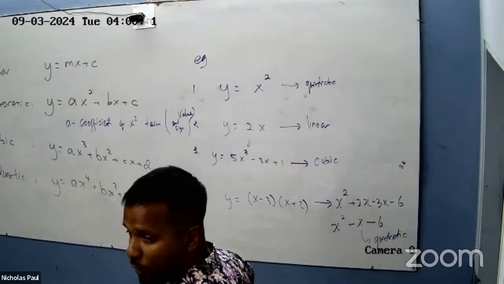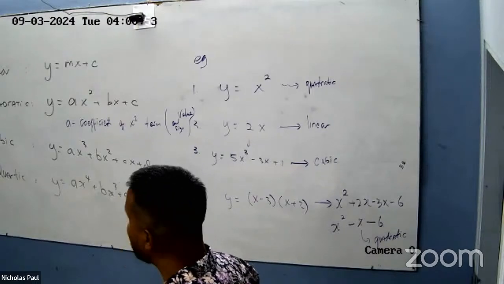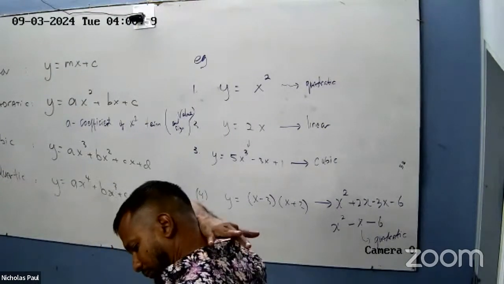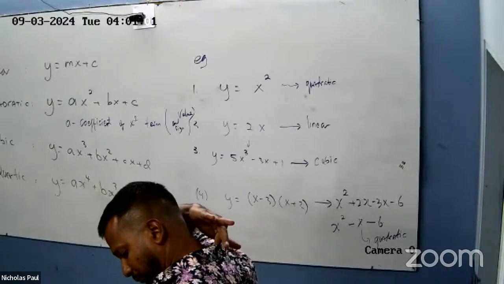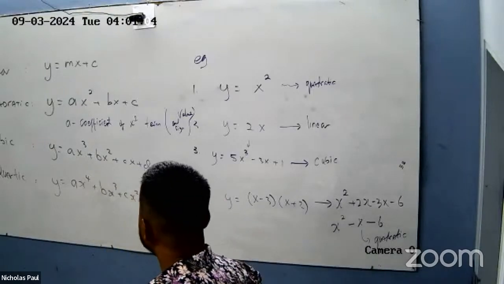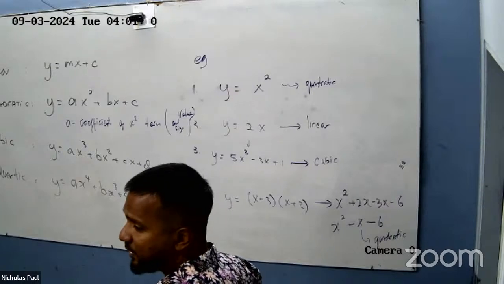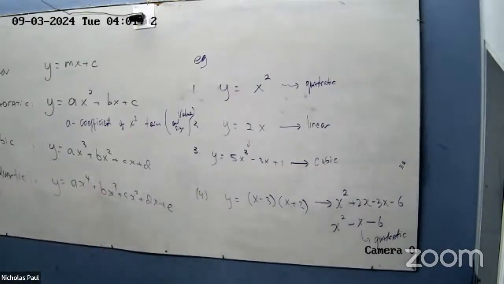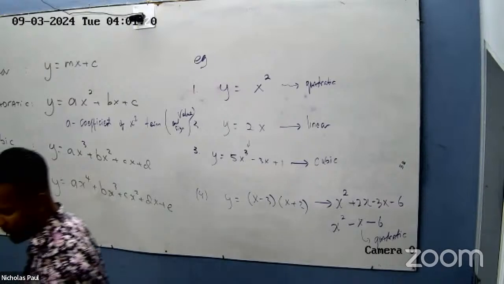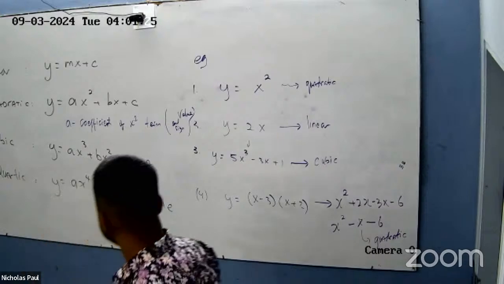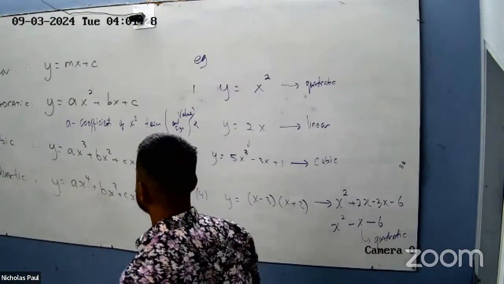And B is the coefficient of x. And C is the constant.